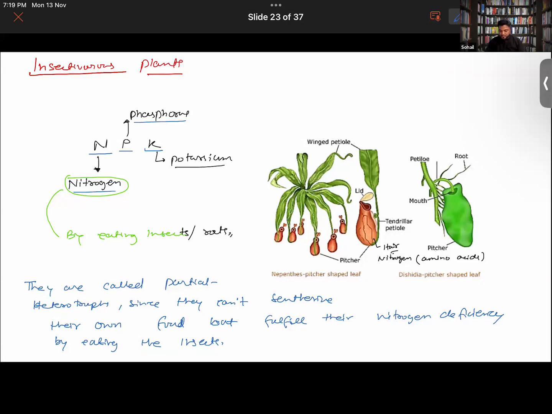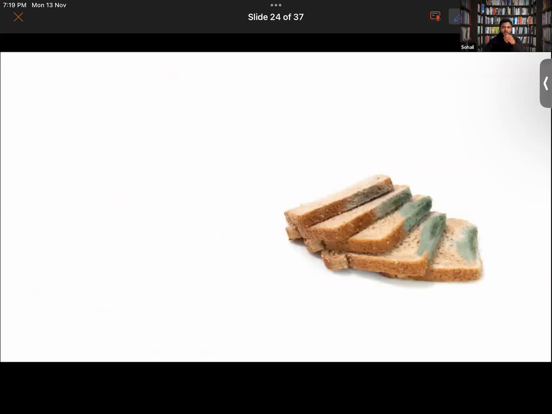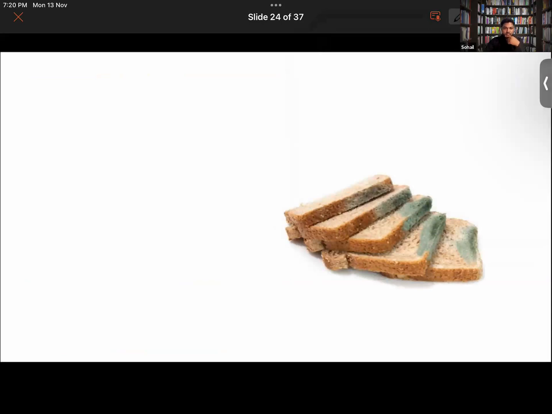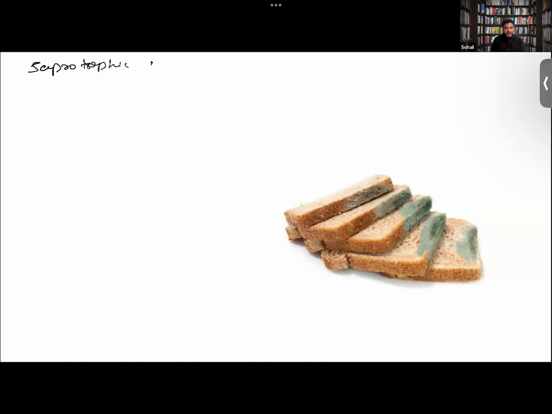Okay, so this is all about them, right? Now we have another type of plant that is growing here. What do we call this? Bread mold. Bread mold is basically due to what? Is it due to fungus? Yes, sir. It feeds on decaying and dead components. Exactly, exactly. So this is a saprophyte plant. This is a saprotrophic plant.